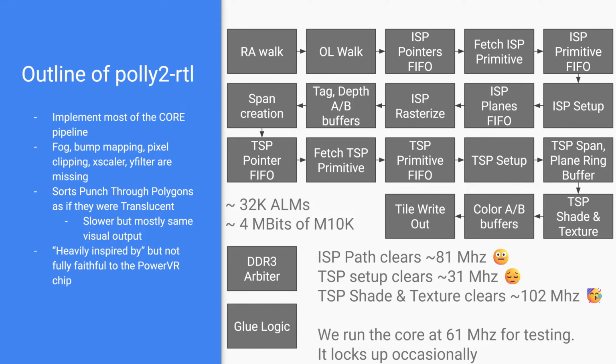This is a little bit slower. It's mostly the same visual output. There are some tricks you can do with the punch-through polygons because they don't work exactly like translucent, but I don't think any game is doing them. I've tested it on the real hardware, so we know exactly how that part works.